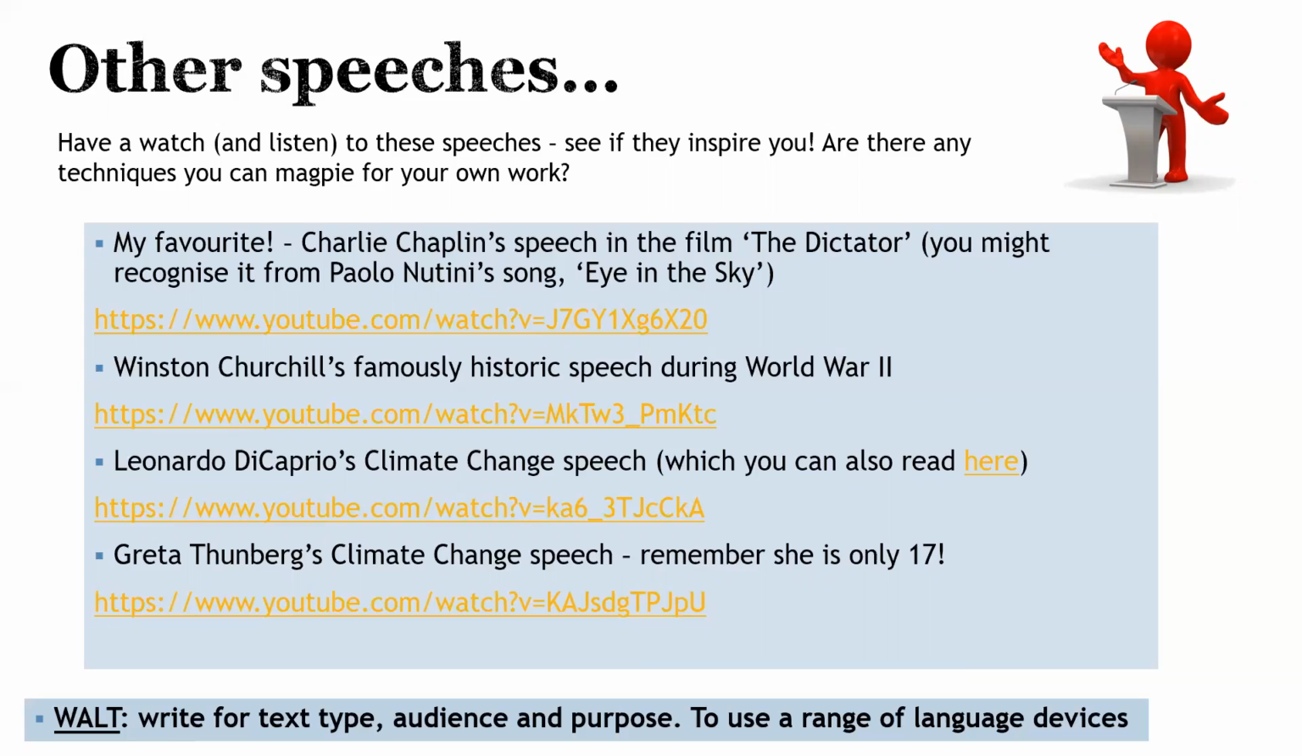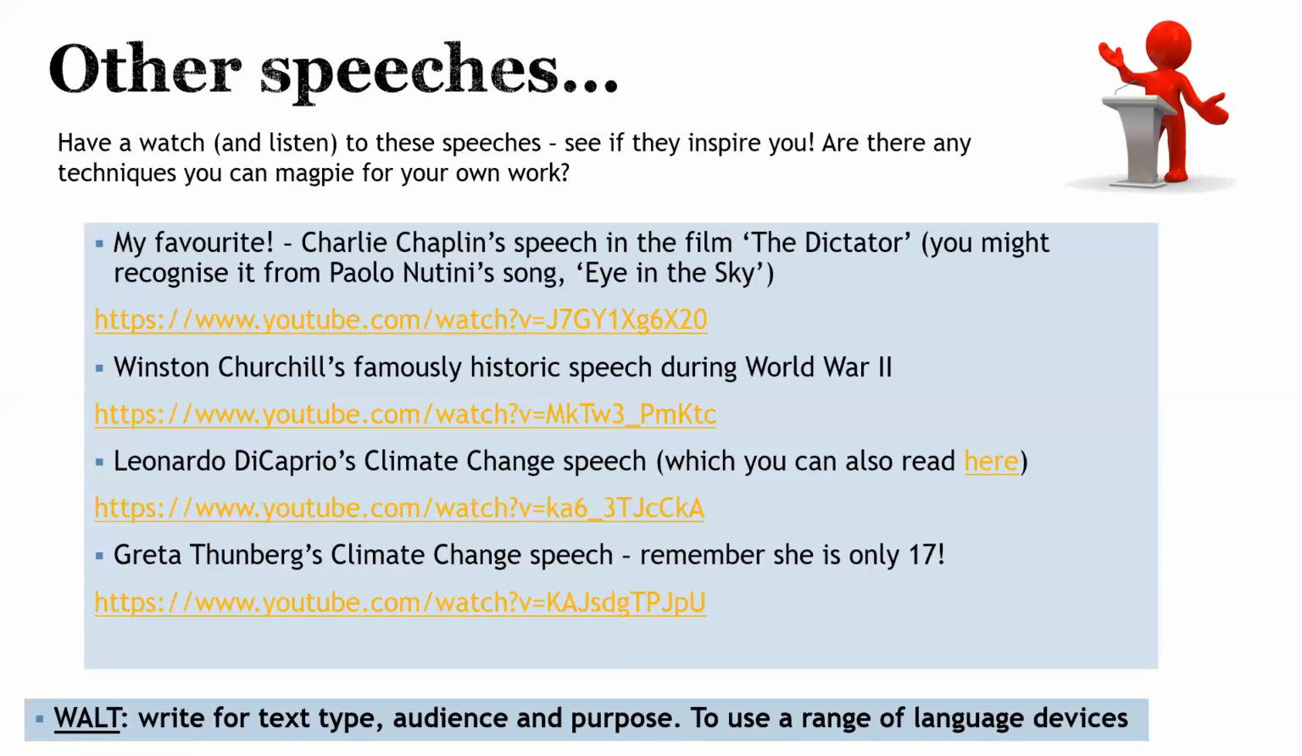So my favorite speech actually has to be a speech from a film. It's about Charlie Chaplin mimicking Adolf Hitler in the film The Dictator. He does this really powerful speech, and actually, if you've ever heard Paolo Nutini's song "Iron Sky," there was this very small snippet of it in that as well.